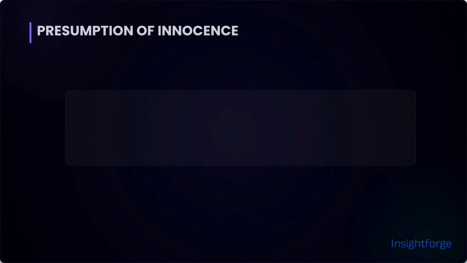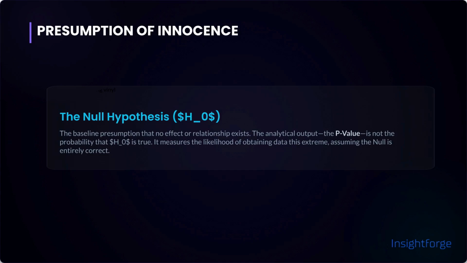The foundation of statistical programming begins with the presumption of innocence, formerly known as the null hypothesis. This is the baseline presumption that no effect or relationship exists. Crucially, your analytical output, the p-value, is not the probability that the null is true. Instead, it measures the likelihood of obtaining data this extreme, assuming the null is entirely correct.